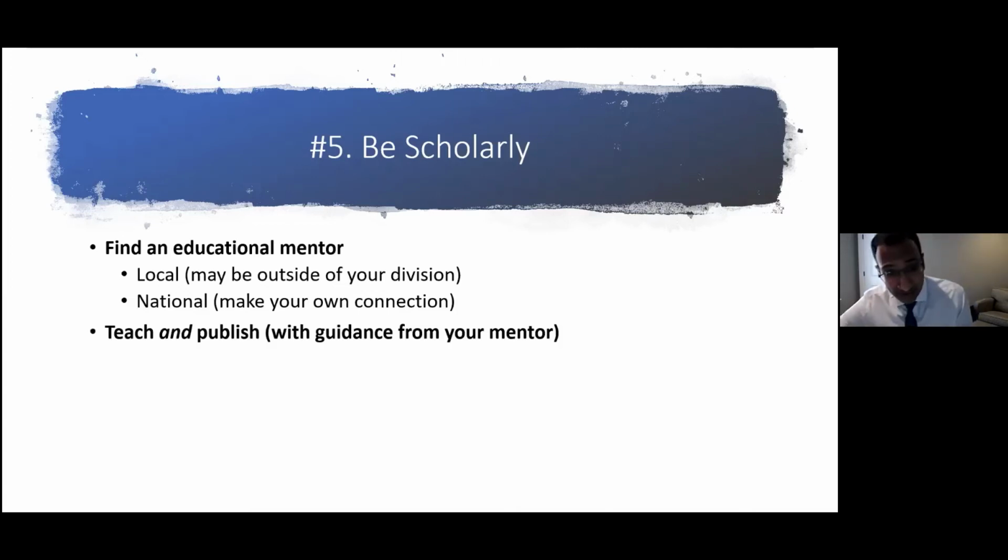So with that mentor, I would encourage you all to not only teach, but also try to publish. It's hard. It's getting harder to publish in medical education.